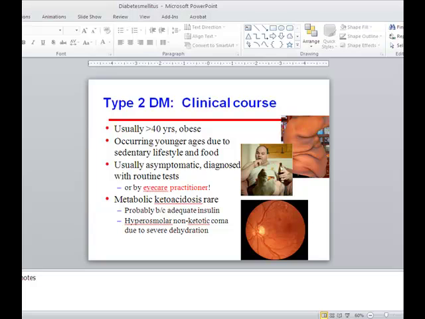Okay, and generally these individuals tend to be older, but as I said, now we're seeing it more and more in children too. They're over 40 years, they're obese. These are all statistics from epidemiological studies.